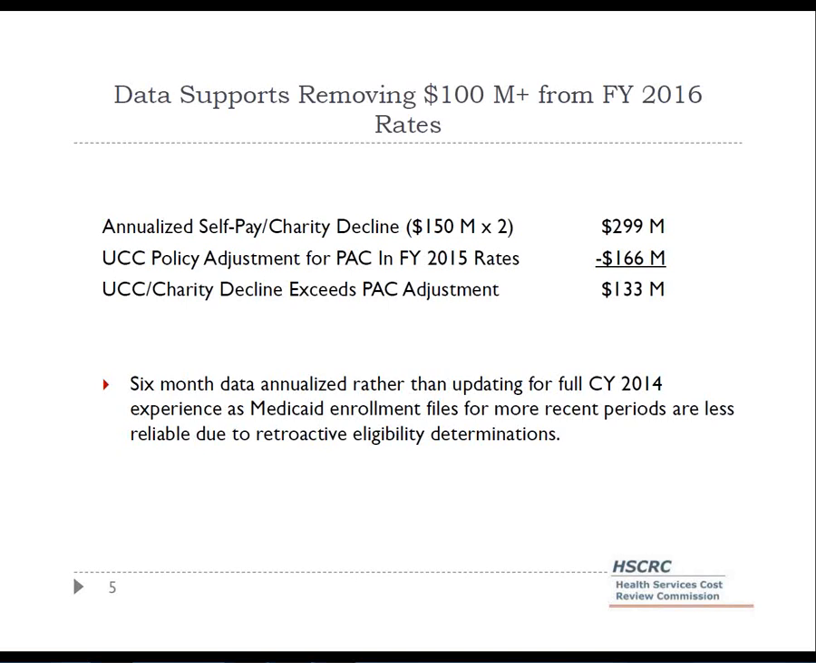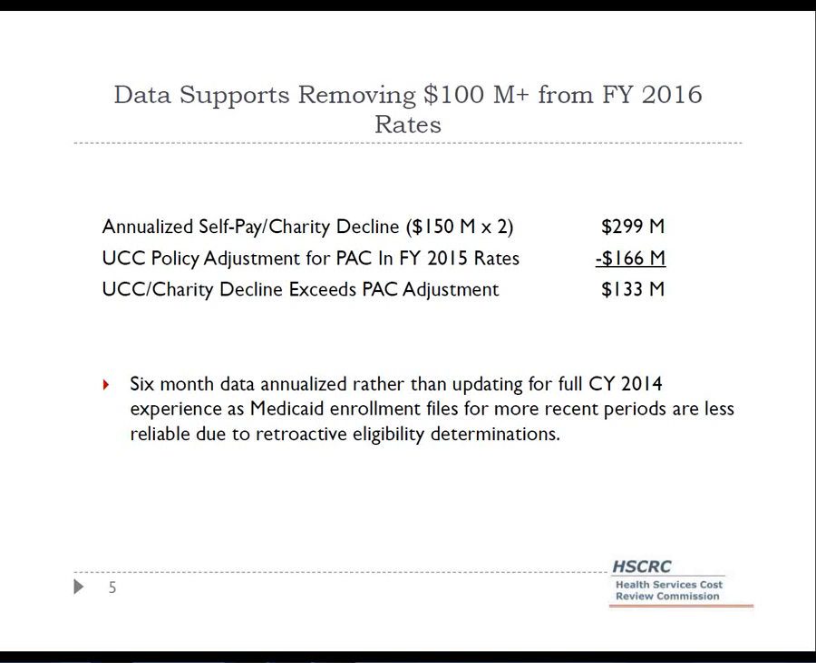The UCC policy adjustment that was made prospectively for fiscal 2015 assumed about a 166 million reduction in uncompensated care. And that was built off the idea that the Medicaid, what was called the PAC population, who had been people who had a very limited Medicaid benefit package in 2013. In 2014, they had full Medicaid coverage. All of their hospital visits were being covered by Medicaid. It was expected that that full coverage would reduce uncompensated care by 166 million.